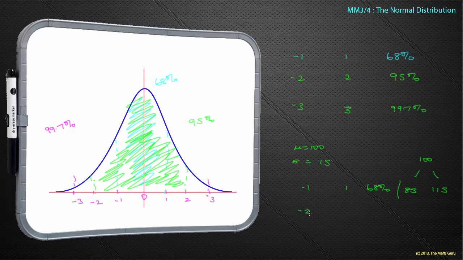So between the two standard deviations, which we now know is 95% of our data, we actually find out that they will fall between 70 and 130. Again, how do I do that? I take 100 and I take off 30 and add on 30. Why? If one standard deviation is 15, then two standard deviations must be 30. And finally, between three standard deviations, which is 99.7% of our data, will fall between 55 and 145.